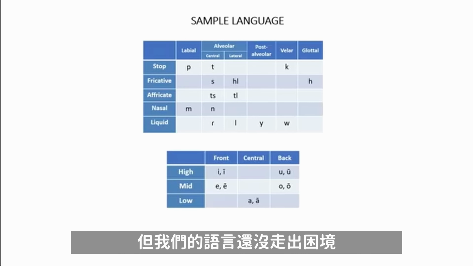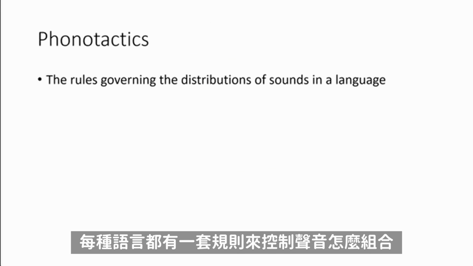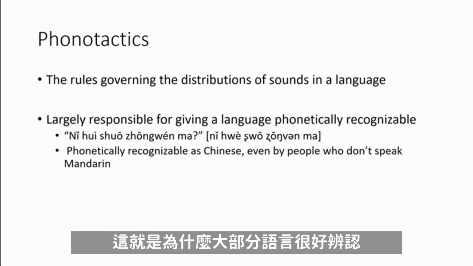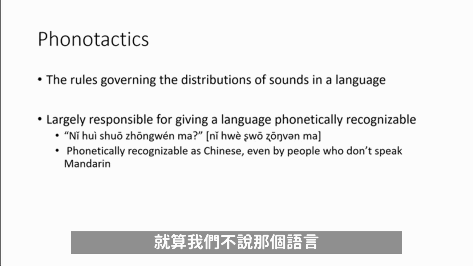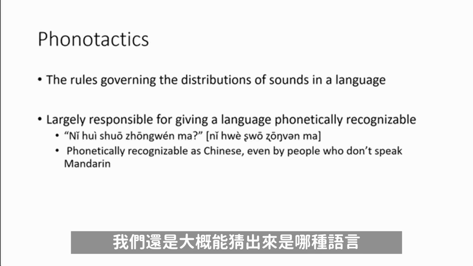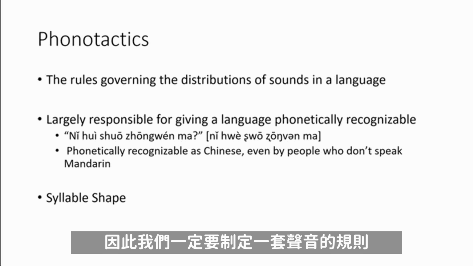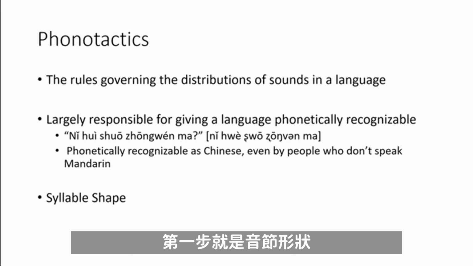But we're not out of the woods just yet. A language's phonology is more than just a collection of sounds. Every language has a series of rules that governs how sounds can be put together. This is part of the reason that languages have recognizable phonetic qualities. We can often make a pretty good guess at what language a person is speaking, even if we don't speak it ourselves. The first and most basic rule to set is syllable shape.